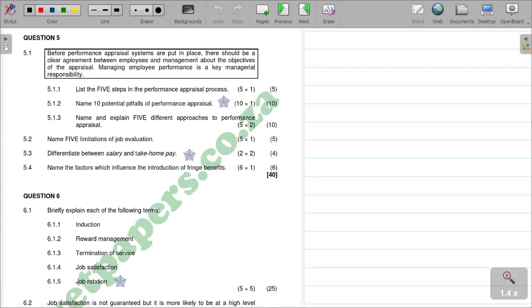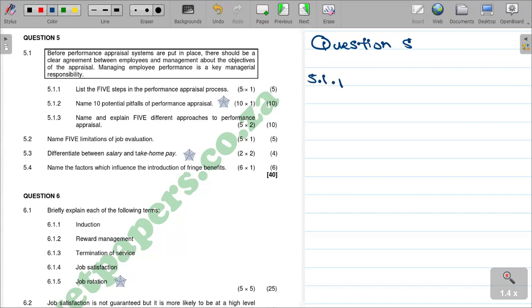Question 5. Before performance appraisal systems are put in place, there should be a clear agreement between employees and management about the objectives of the appraisal. Managing employee performance is a key managerial responsibility. 5.11.